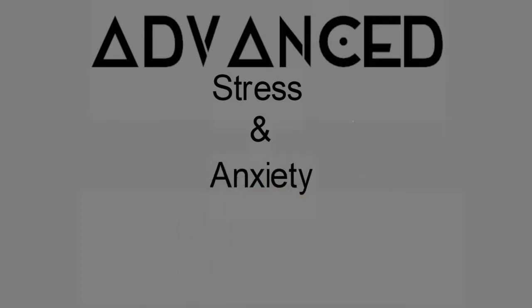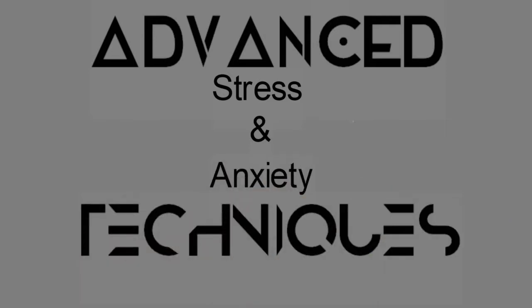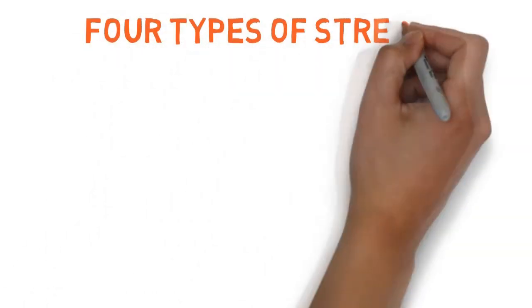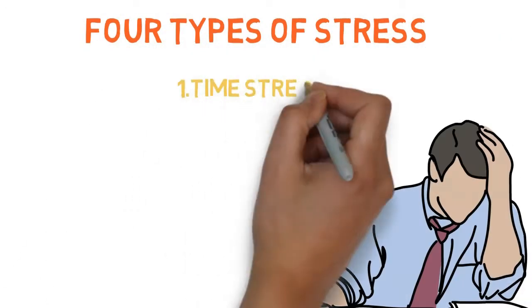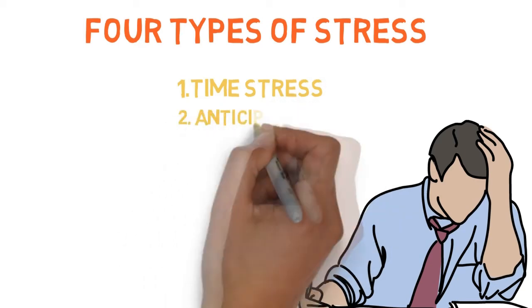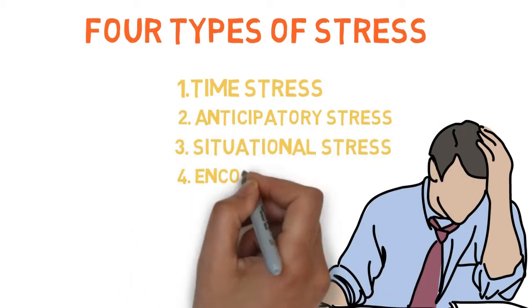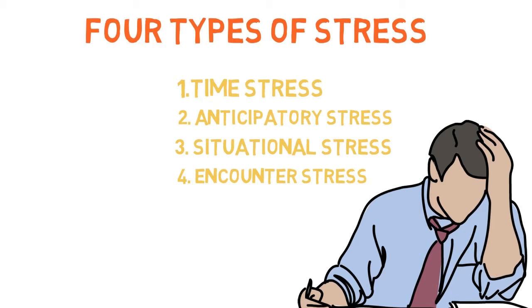This week we will be covering some advanced anxiety and stress management tips and techniques. I'll mainly be covering the 4 types of stress, so it may be helpful for you to go to my stress video to better understand what they are. In my stress video, I covered 4 types of stress: time stress, anticipatory stress, situational stress, and encounter stress. There are techniques that can help you deal with each one of these specific kinds of stresses.